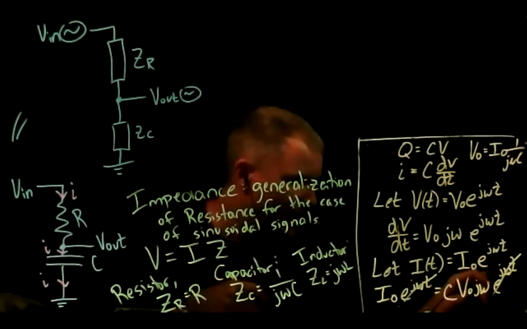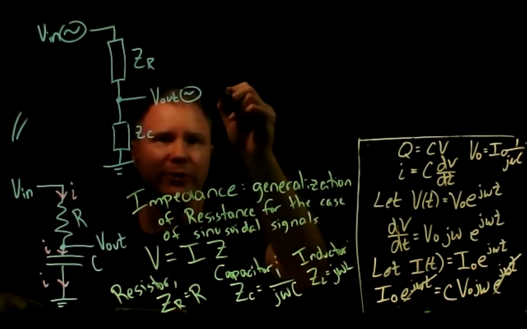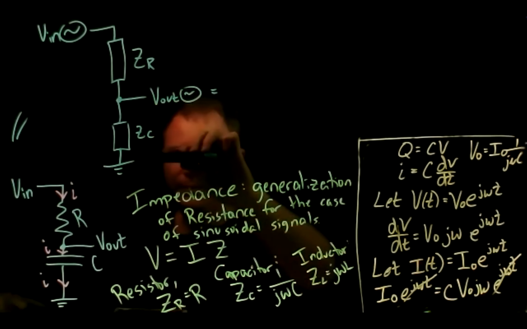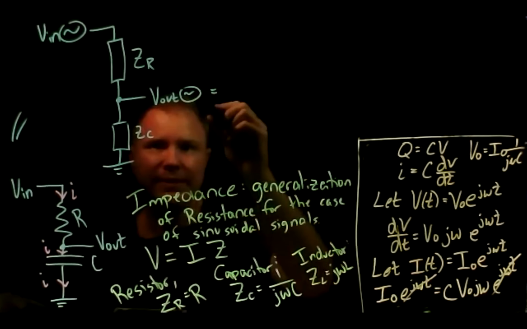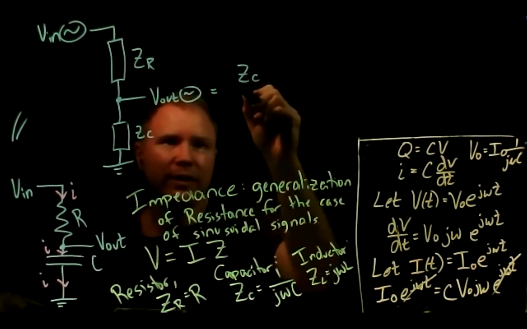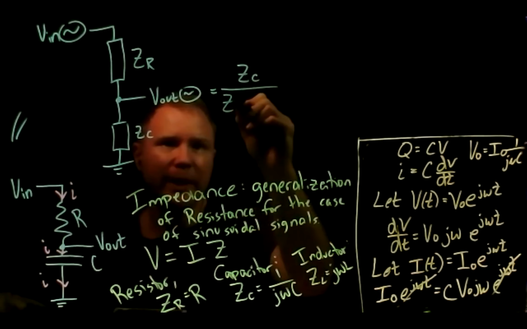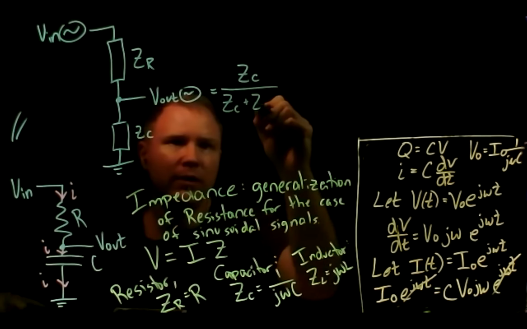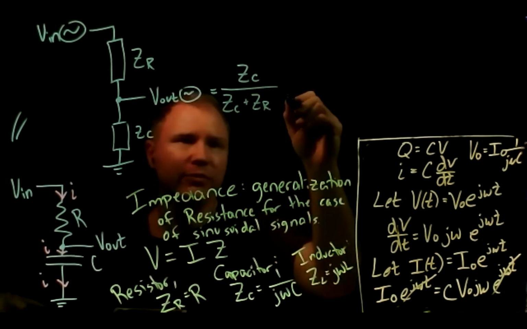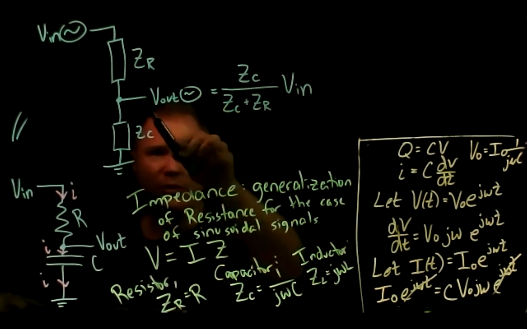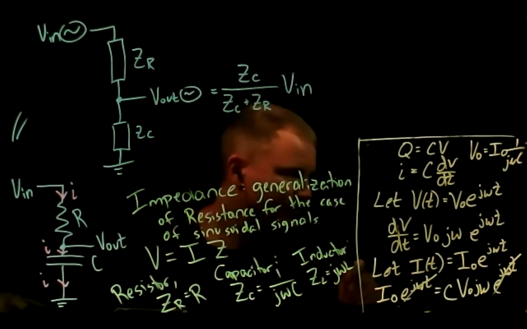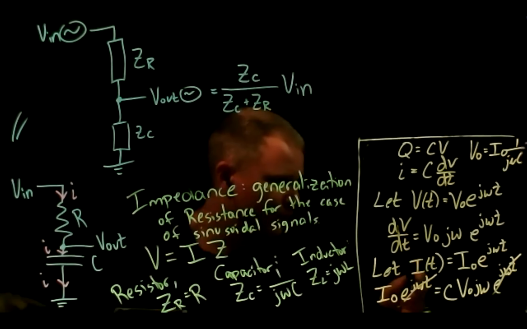And just from my voltage divider equation, I can just write, what is V out? Well, V out is going to be a fraction of the way that I am up from ground. So if I go up by Z of the capacitor, how far am I up? Well, I'm Z capacitor over the total times V in. That's what fraction of the way I am up. So that should be familiar from last time.